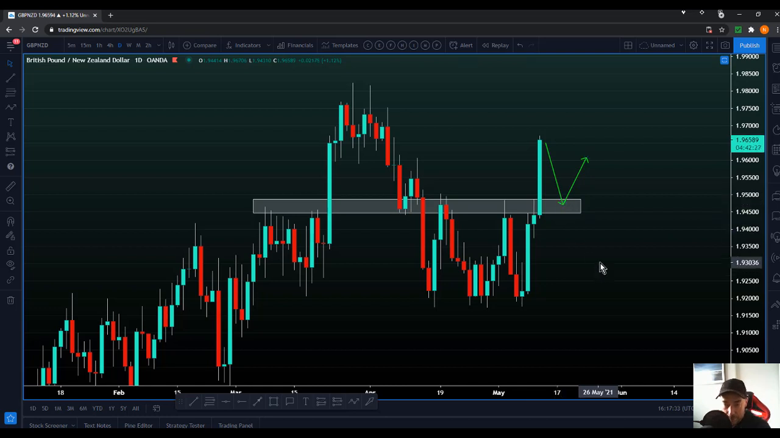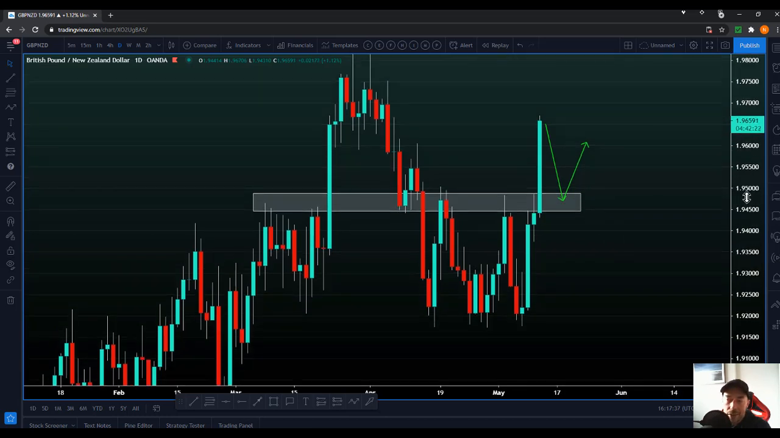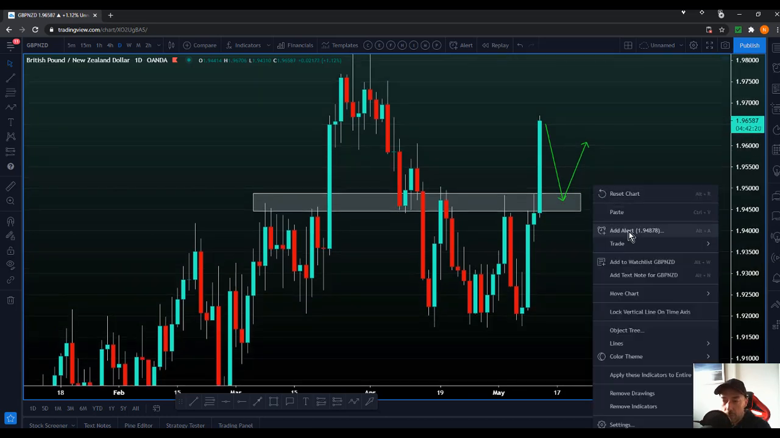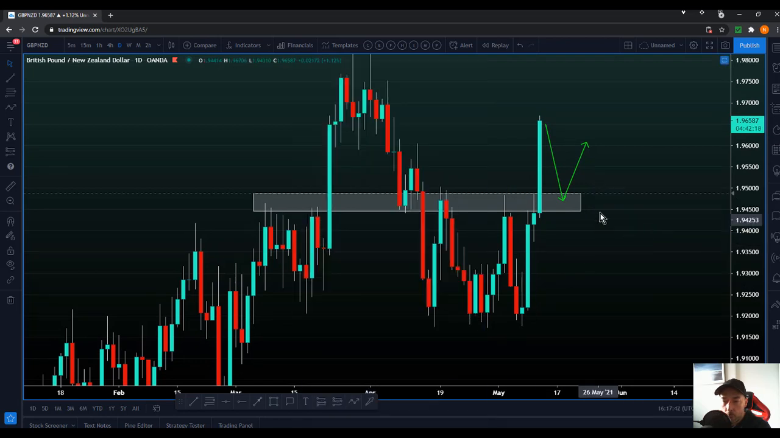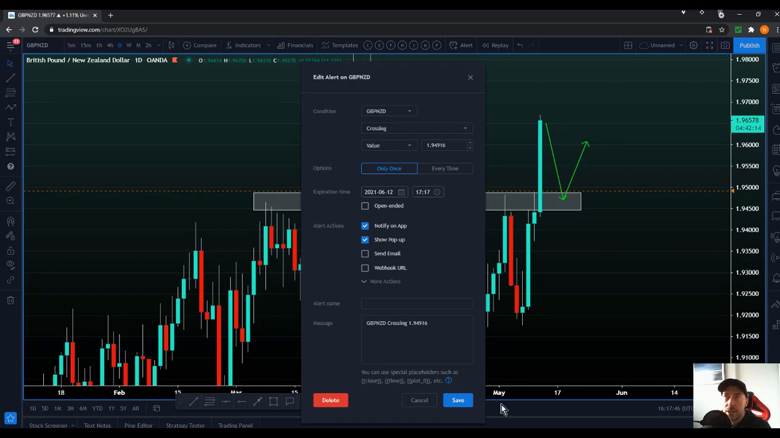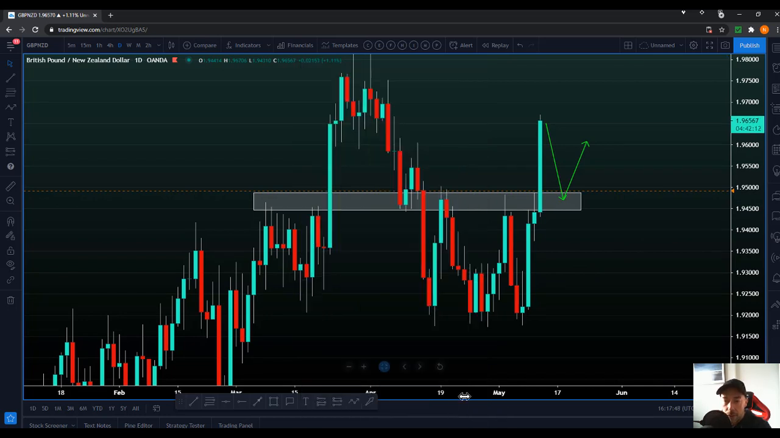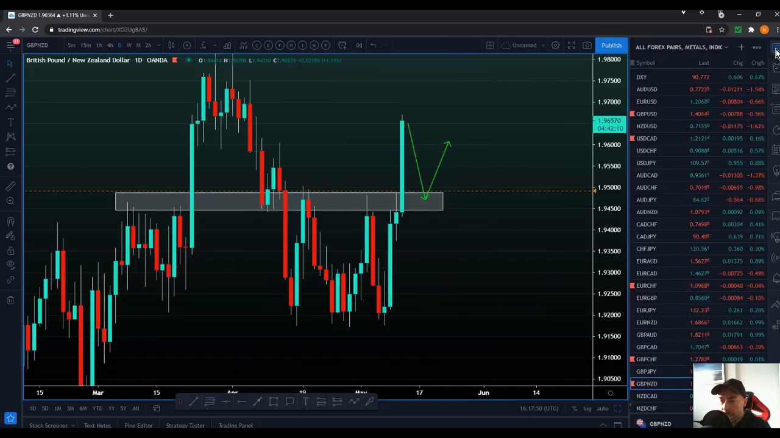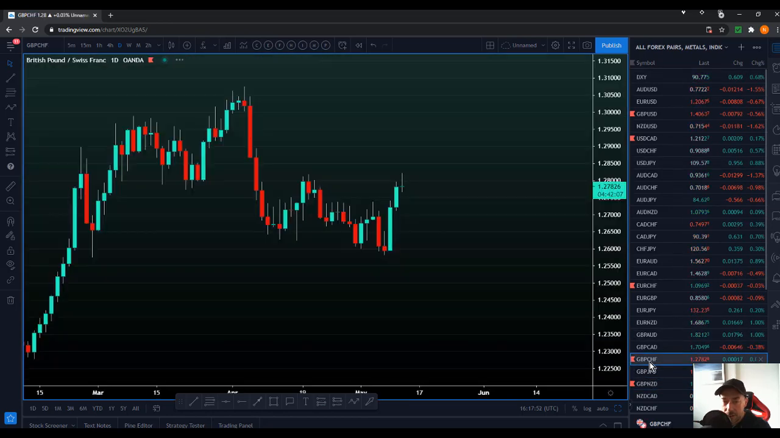Have alerts set anyway, round about 195, somewhere around there, because you want to know when price gets into that zone, and then you'll be looking for buyers to come in. And also pound Swissy looking interesting as well.